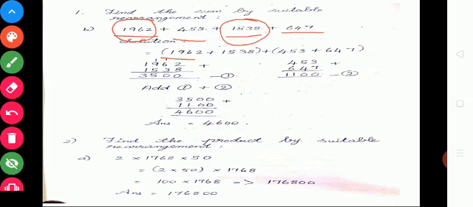1962 plus 1538. And then next these two numbers, 453 plus 647. Add separately these two numbers and then these two numbers. Add 2 plus 8 is 10. Write 0 and carry over 1 in tens place. So 1 plus 6 is 7. 7 plus 3 is 10. Write 0 and then carry over 1 in hundreds place.